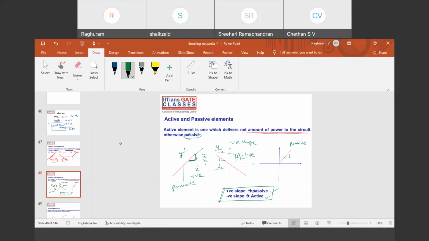So active and passive elements. Active element is one which delivers net amount of power to the circuit. Otherwise, it is a passive element. Passive elements have positive slope. Active elements have negative slope.